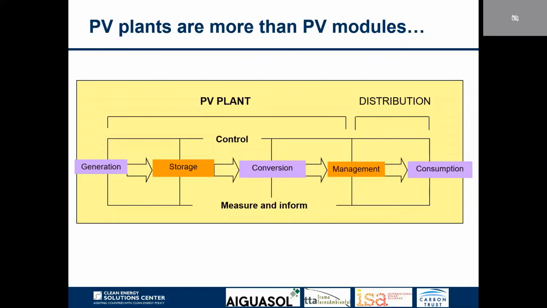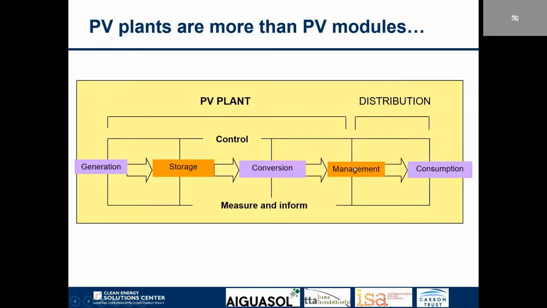But PV plants or PV systems are more than just the PV modules. In a PV plant, we can recognize several functions. The generation is one I just mentioned, but we also have storage. We also have conversion of the electricity generated from the PV panels. Remember, that's electricity generated in DC, direct current, that needs to be adapted to the consumption loads in alternating current, AC, or fed into the grid.